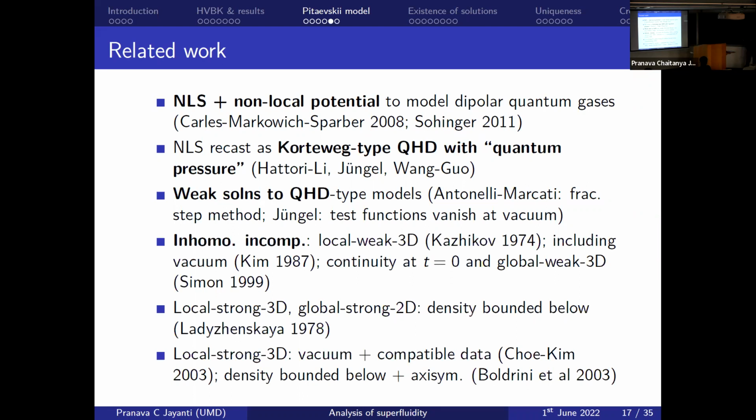Now, the inhomogeneous incompressible Navier-Stokes that we're considering also has a long history. Its first analysis was performed all the way in '74 by Kazhikov, who first showed local in time weak solutions, okay? But assuming that the density is bounded below by a positive number. This was improved by Kim a few years later to allow for vacuum states, where the density could actually vanish. Local strong solutions, for densities bounded below, were shown by the famous mathematician Ladyzhenskaya. And more recently, local strong solutions have also been allowed to permit vacuum states as long as the initial conditions satisfy some compatibility criteria. Okay.